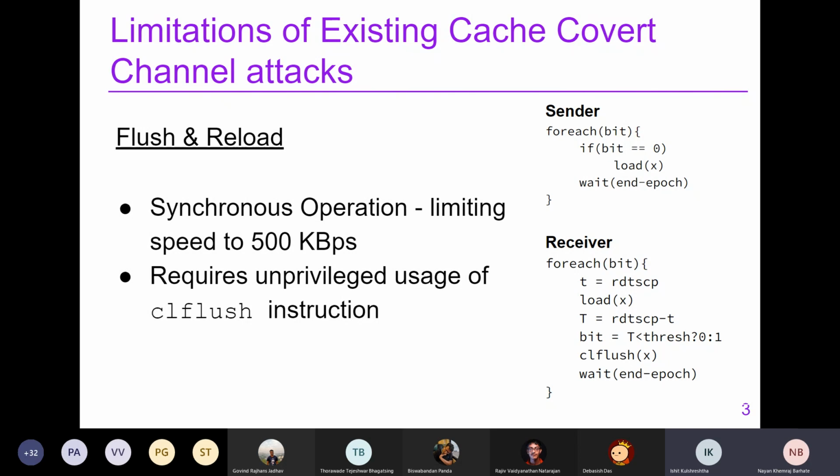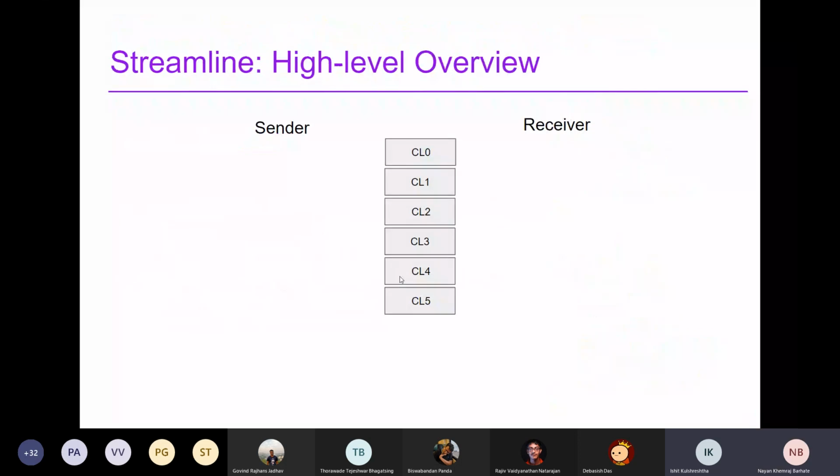So it's a synchronous operation, and since it's synchronous, it's limited to a speed of 500 kbps, and we can see that the receiver requires the usage of the CLFLUSH instruction. The problem here is that few ISAs have CLFLUSH in their privilege mode, so this type of attack is not allowed there. So now I'll give a brief overview of what Streamline is.